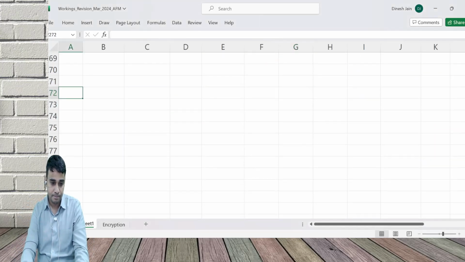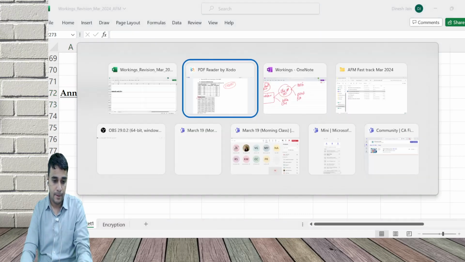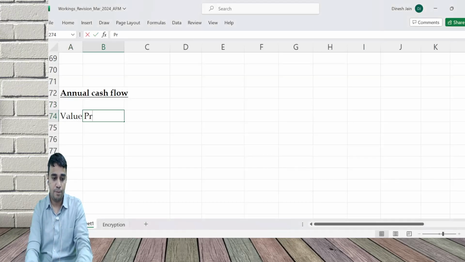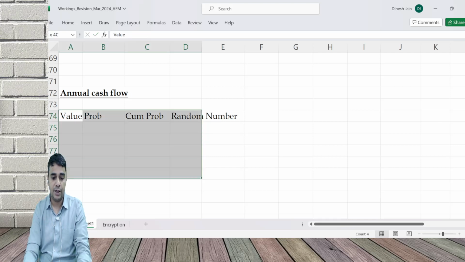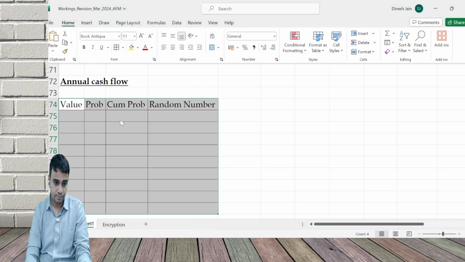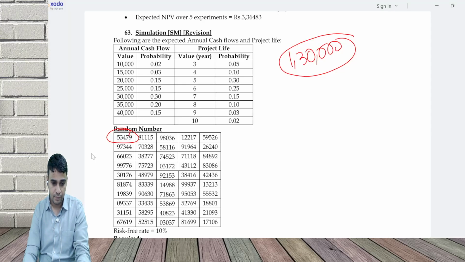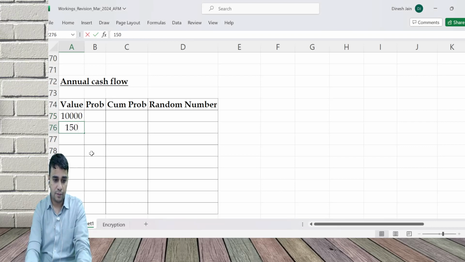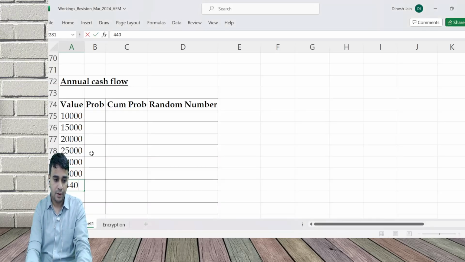Random number table. Annual cash flow. Value, probability, cumulative probability, and random number. $10,000, 15,000, already in ascending order. 20,000. Just put the values, that's all.